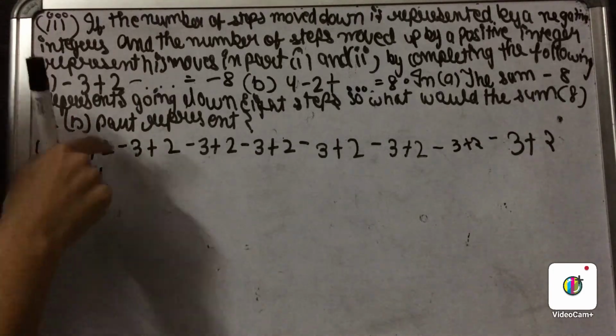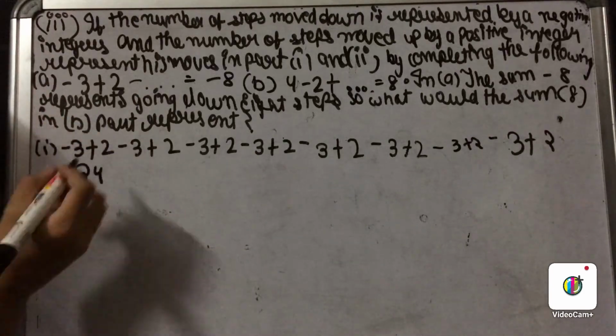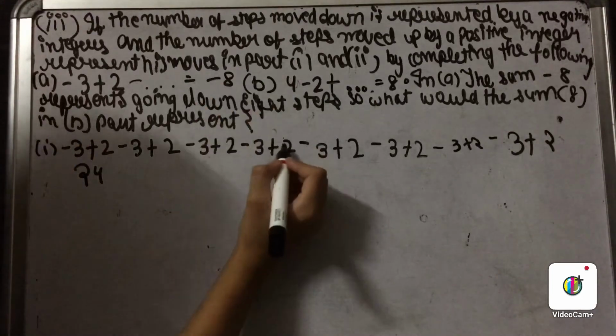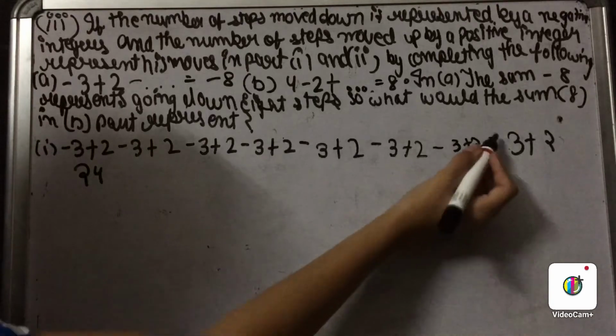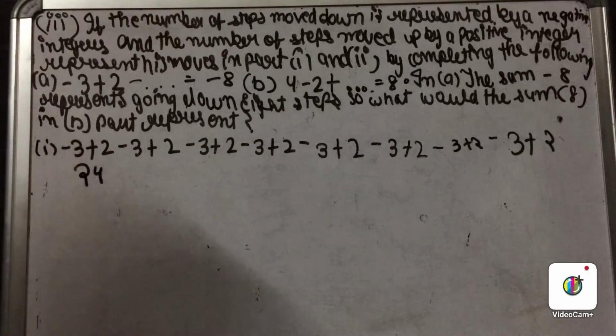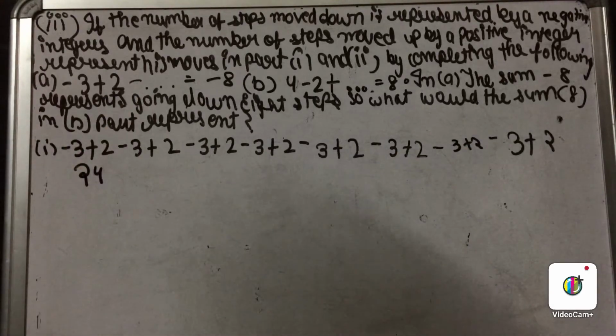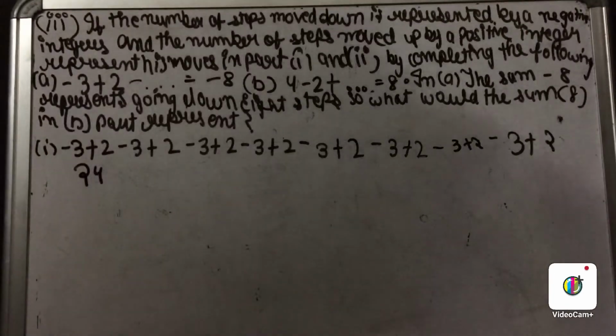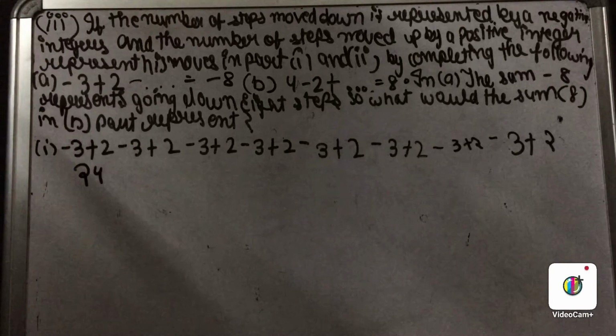Why? Because minus minus equal to plus, and now you have to notice here: minus minus plus, minus minus plus, minus minus plus, minus minus plus. So here what is happening is that all minuses have a pair to make it a plus. So that is why we would write here 24.